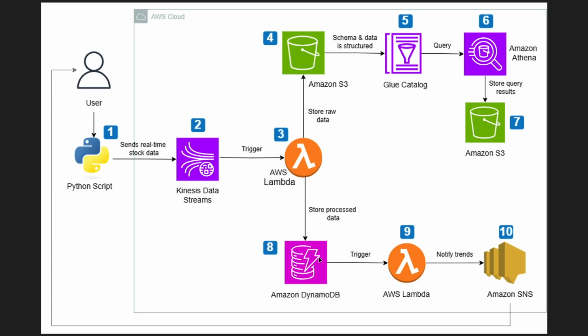On top of that, I have enabled DynamoDB streams, which triggers another Lambda whenever new stock data is added. So this Lambda analyzes the price trends, detects any kind of anomalies or buy-sell opportunities, and sends an email notification to the user using AWS SNS. I also store raw data in S3 to support historical analysis using Glue and Athena. And this raw data can be used to train machine learning models on stock trends.